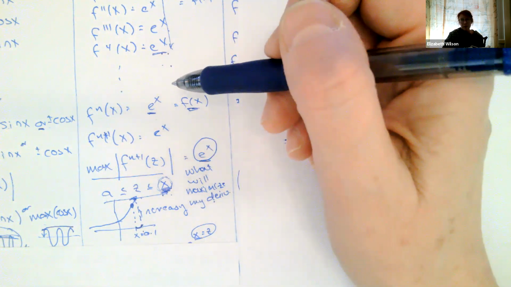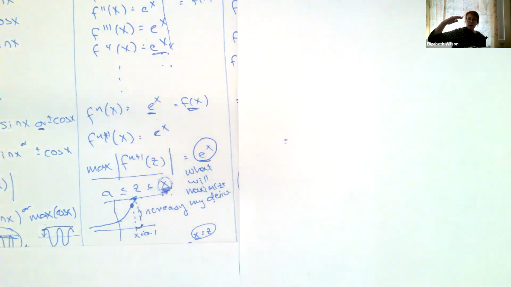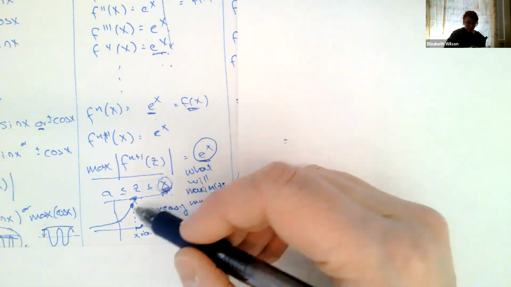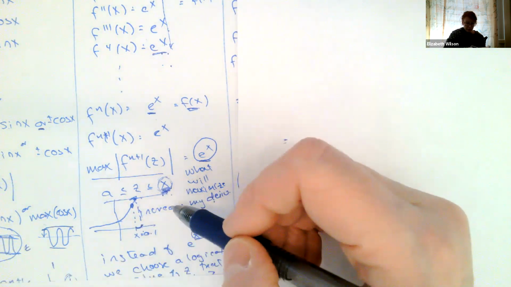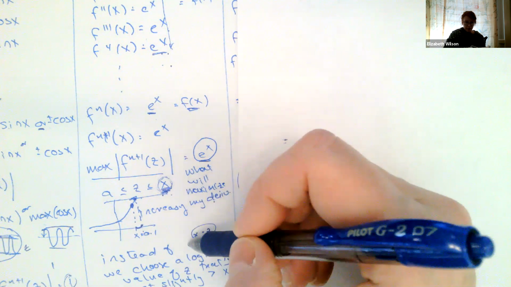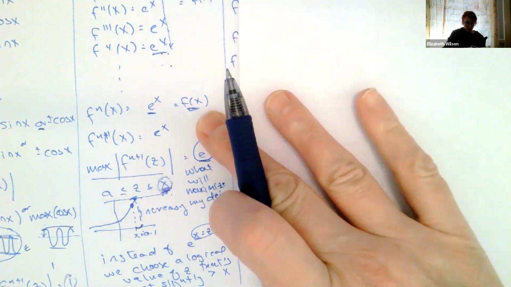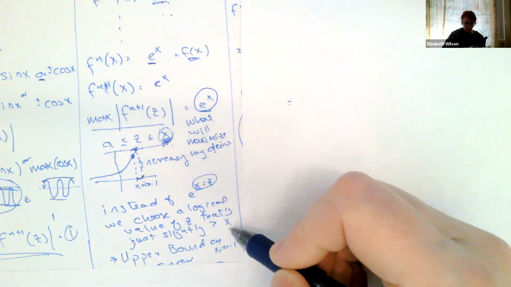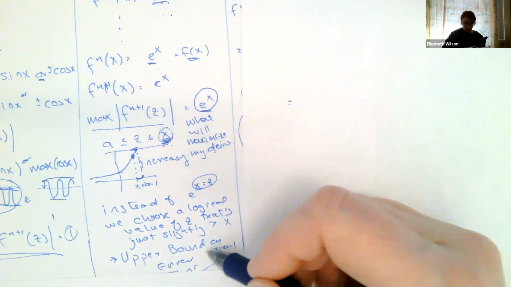I don't want an exact answer. I want an upper bound. I want my error to be just slightly above the exact answer, so I can say the error is tight with the approximation, but we haven't gone so crazy. So now I have to ask myself, instead of e to the x, where z equals x, I have to choose some logical value of z that's just slightly greater than what x would be, so I get an upper bound on the error.